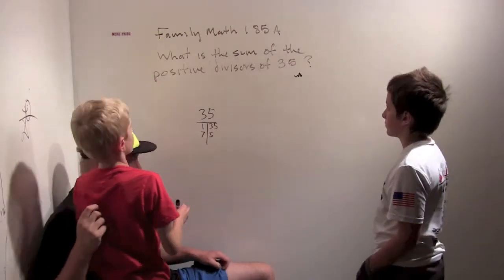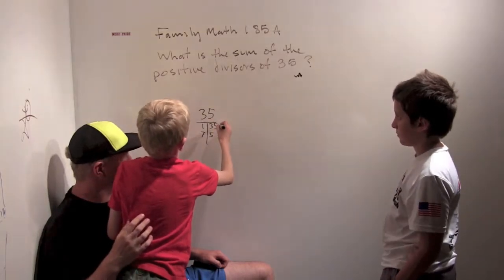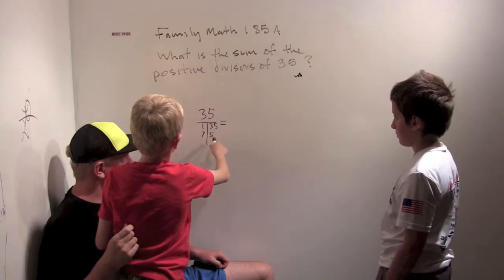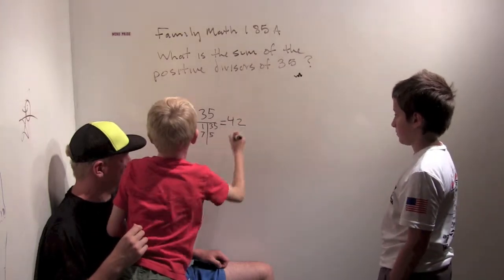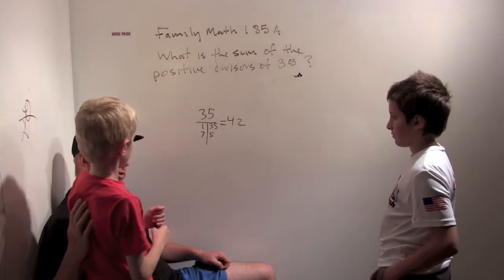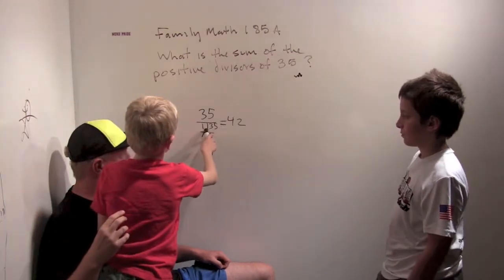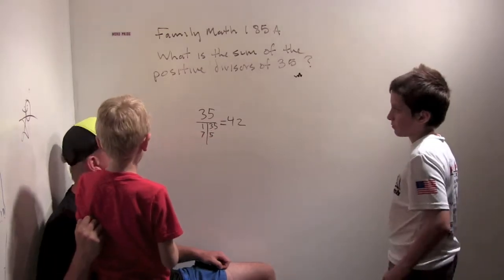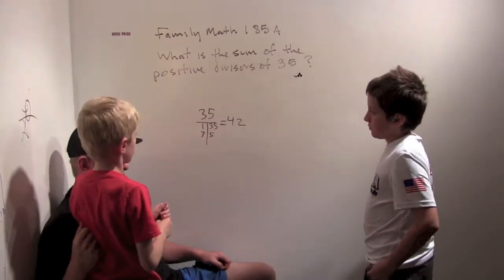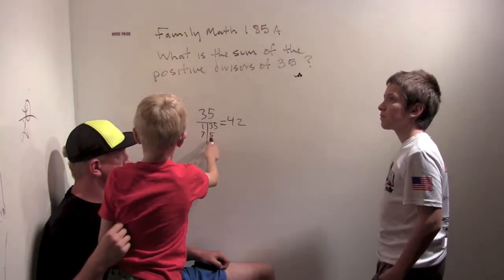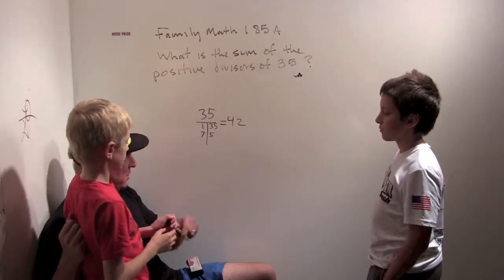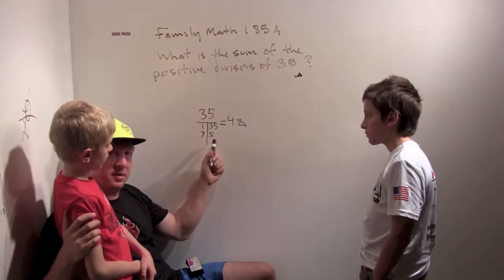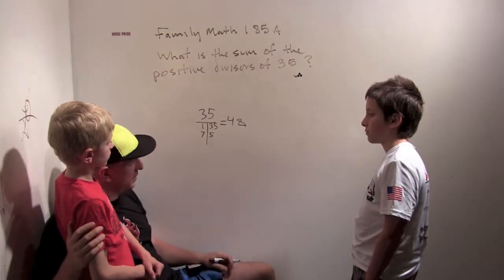Then we need to add this up. 36 is 42. How'd you get 42? 36. It's 48. Okay, 48. How did you get 48? 36 plus 12. 36 plus 12 is 48. Okay, good. Another way you could add this up is you could say 35 plus 5 is 40. 40 plus 8. Okay, that's good.